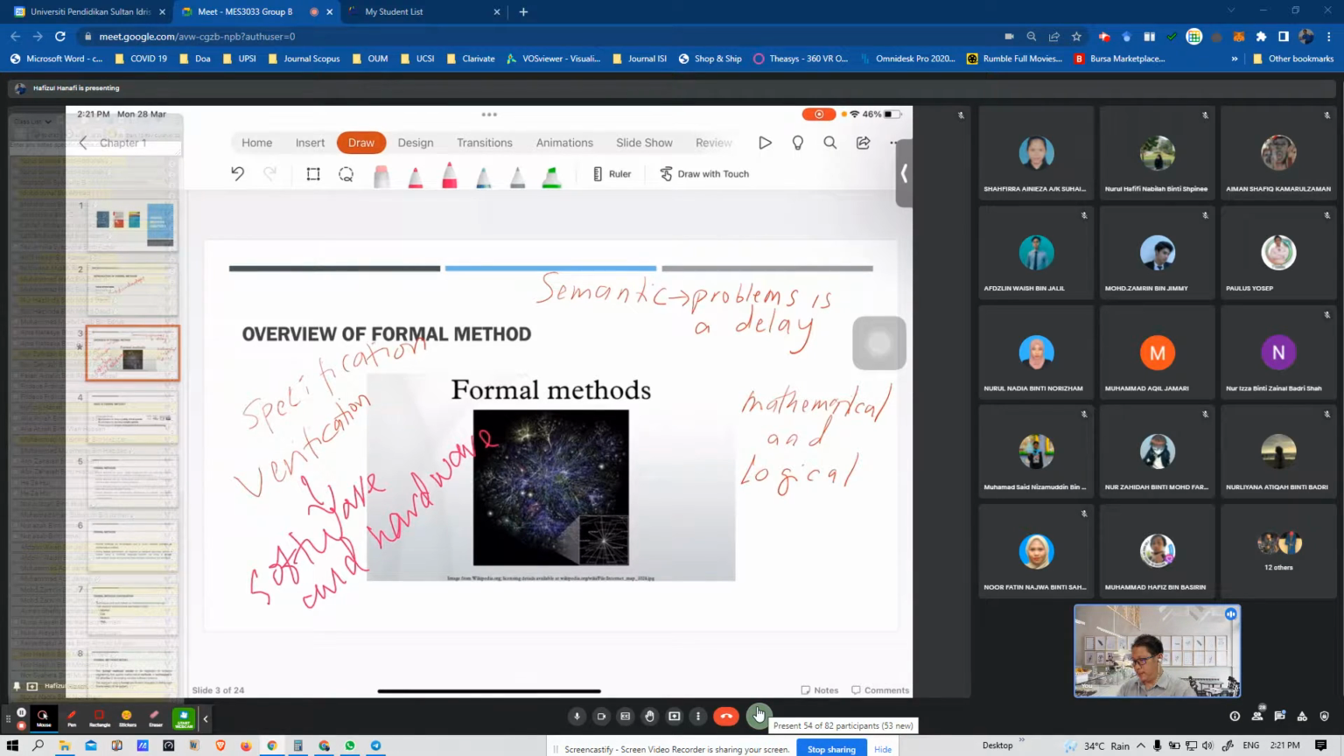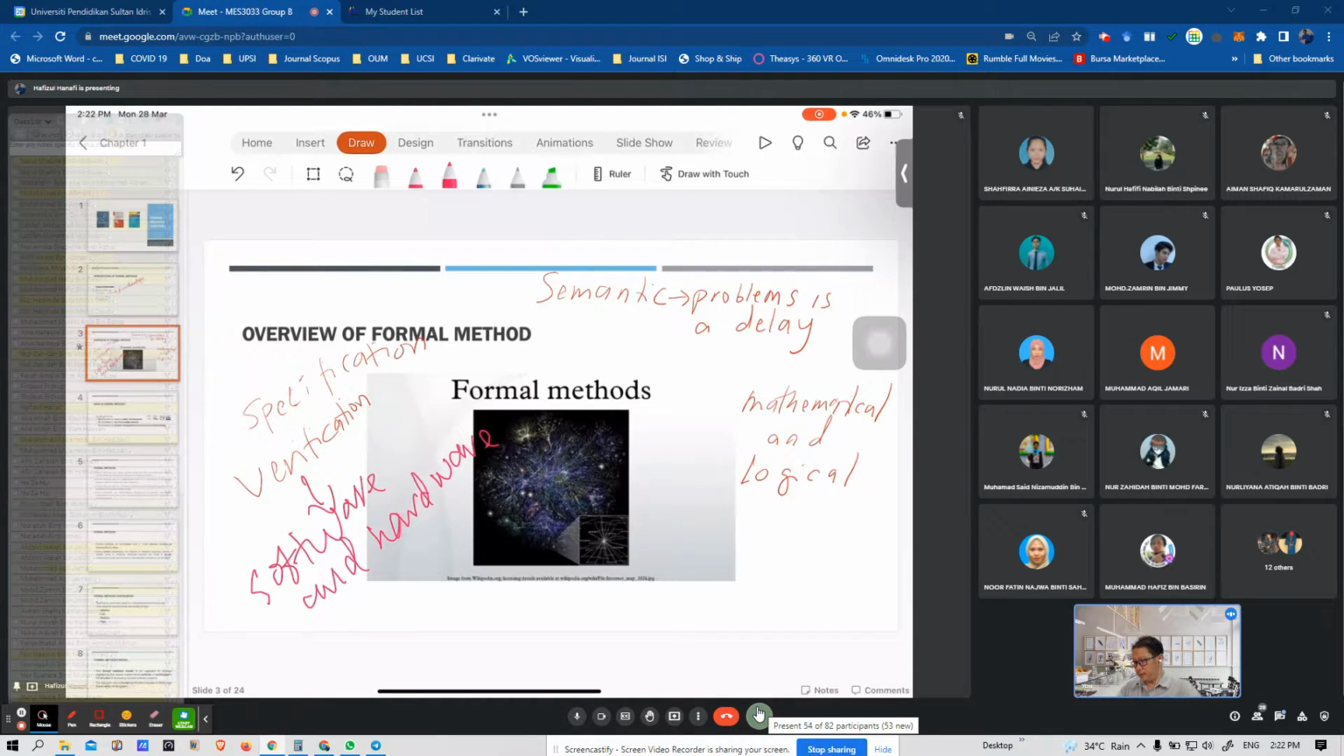Okay, and then formal method is also an approach to software engineering that applies mathematical methods or techniques to the process of developing a complex software system. Basically, a complex software system usually uses semantics, and the common problem for semantics, later I will discuss, is the delay. The main problem is the delay.